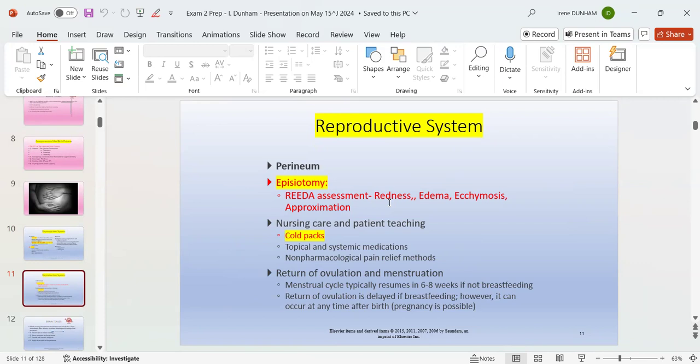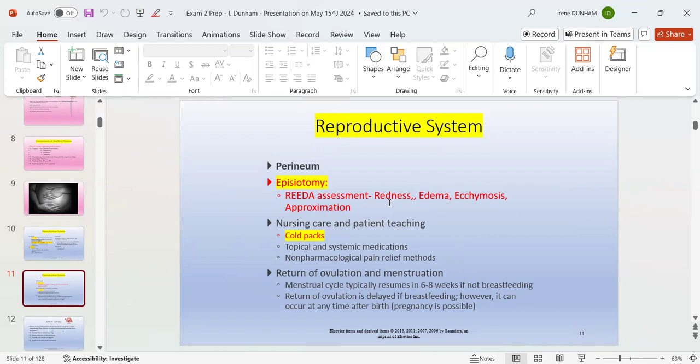So we're going to assess for redness. The swelling. Now, a lot of ladies after delivery are pretty swollen, and that can happen. But what can I apply to make sure that the swelling will go down? An ice pack. Yes, ice pack. Good. Okay, that's exactly right. Ice pack. Write that down. Don't forget that. And then you got ecchymosis, which is bruising.